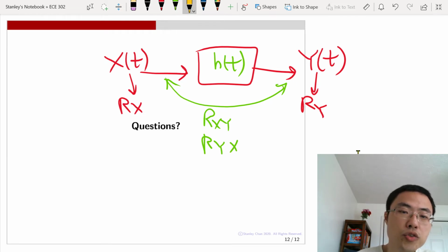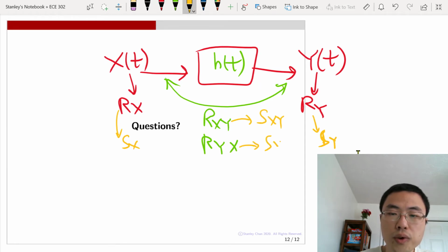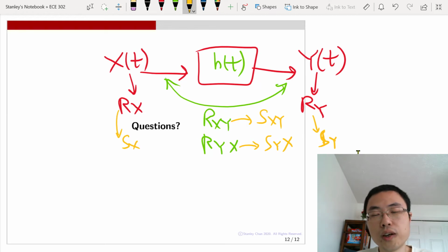And then the rest is just taking the Fourier transform. That will give you Sx, this will give you Sy, and then this will give you Sxy, and this will give you Syx. So now we have a complete picture of all the machineries to do random processes. And then we can have many applications of using these techniques, and that will be extremely useful.